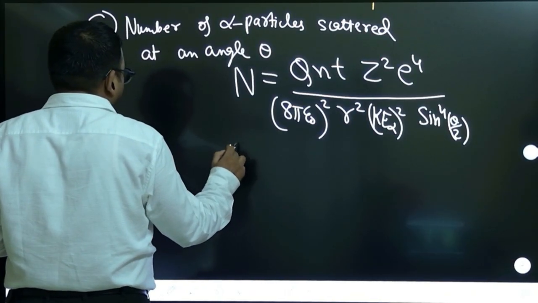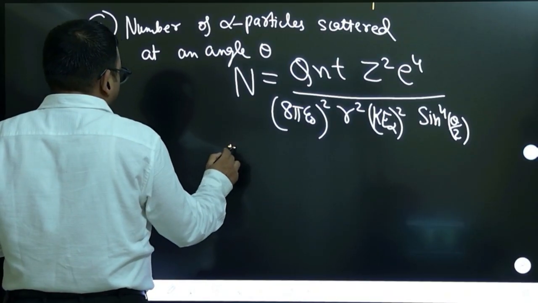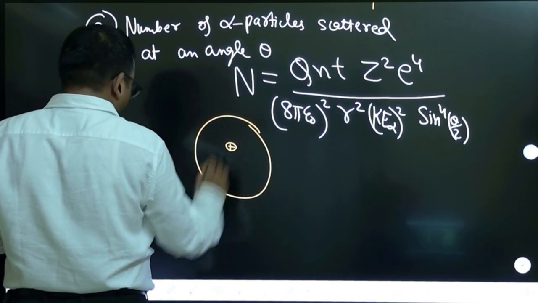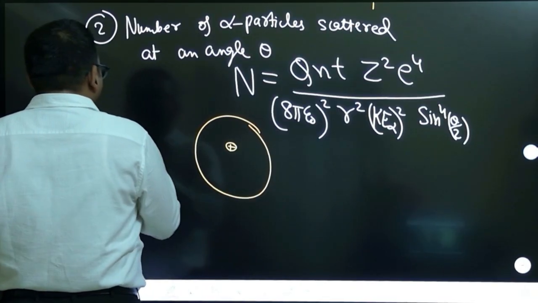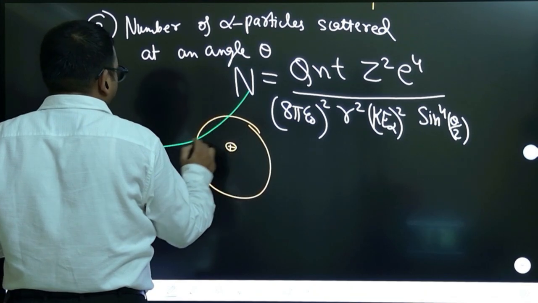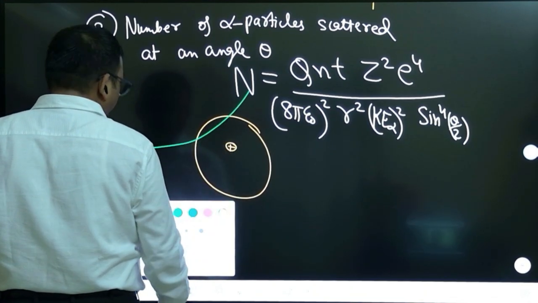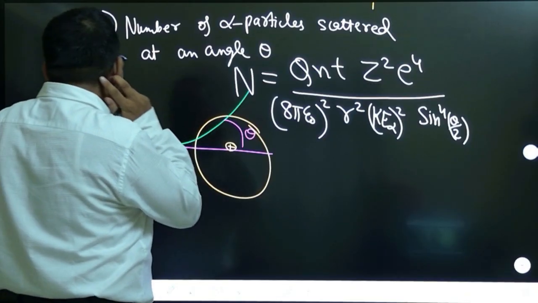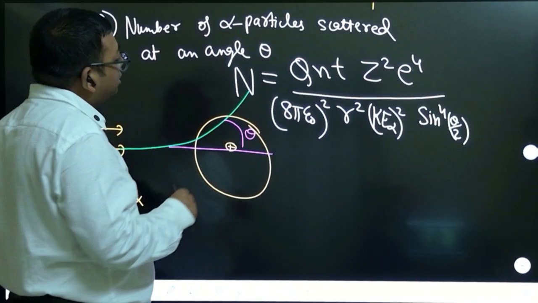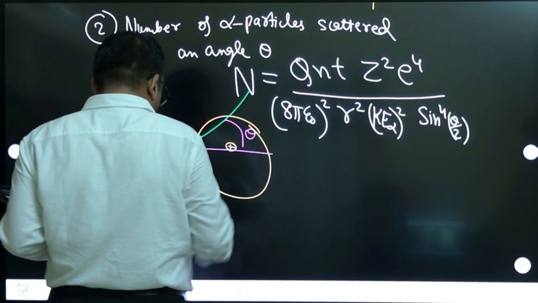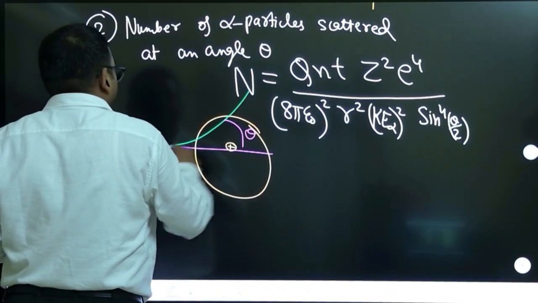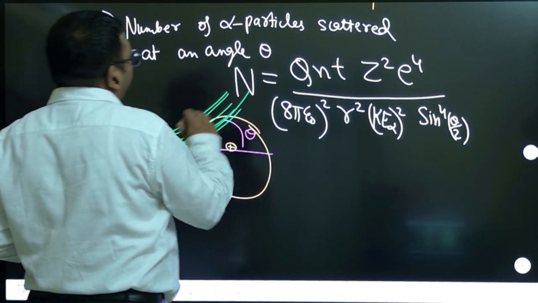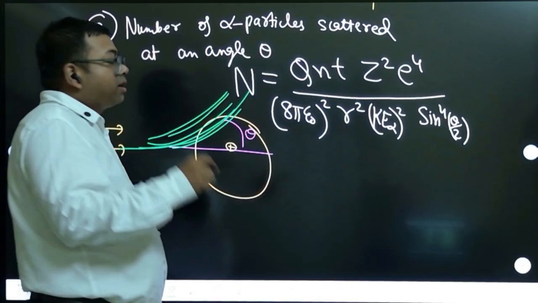Now, as they hit these gold atoms, they scatter at some angle. That means this alpha particle, let us say, goes at some angle. So what is the scattering angle? This angle is theta. The question is how many alpha particles will be coming at this angle theta. Many alpha particles can have the same angle theta, so that is the number of alpha particles coming at that angle theta.